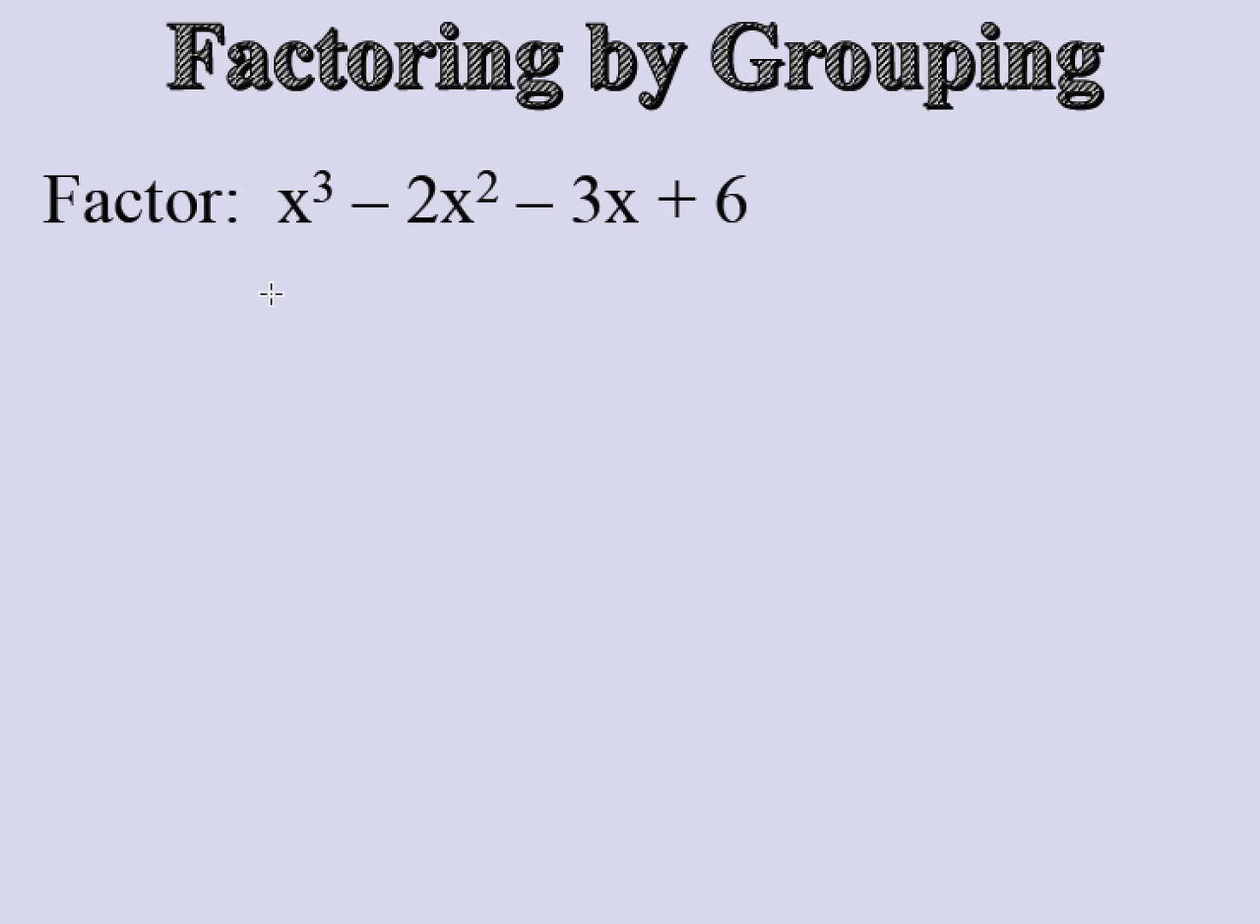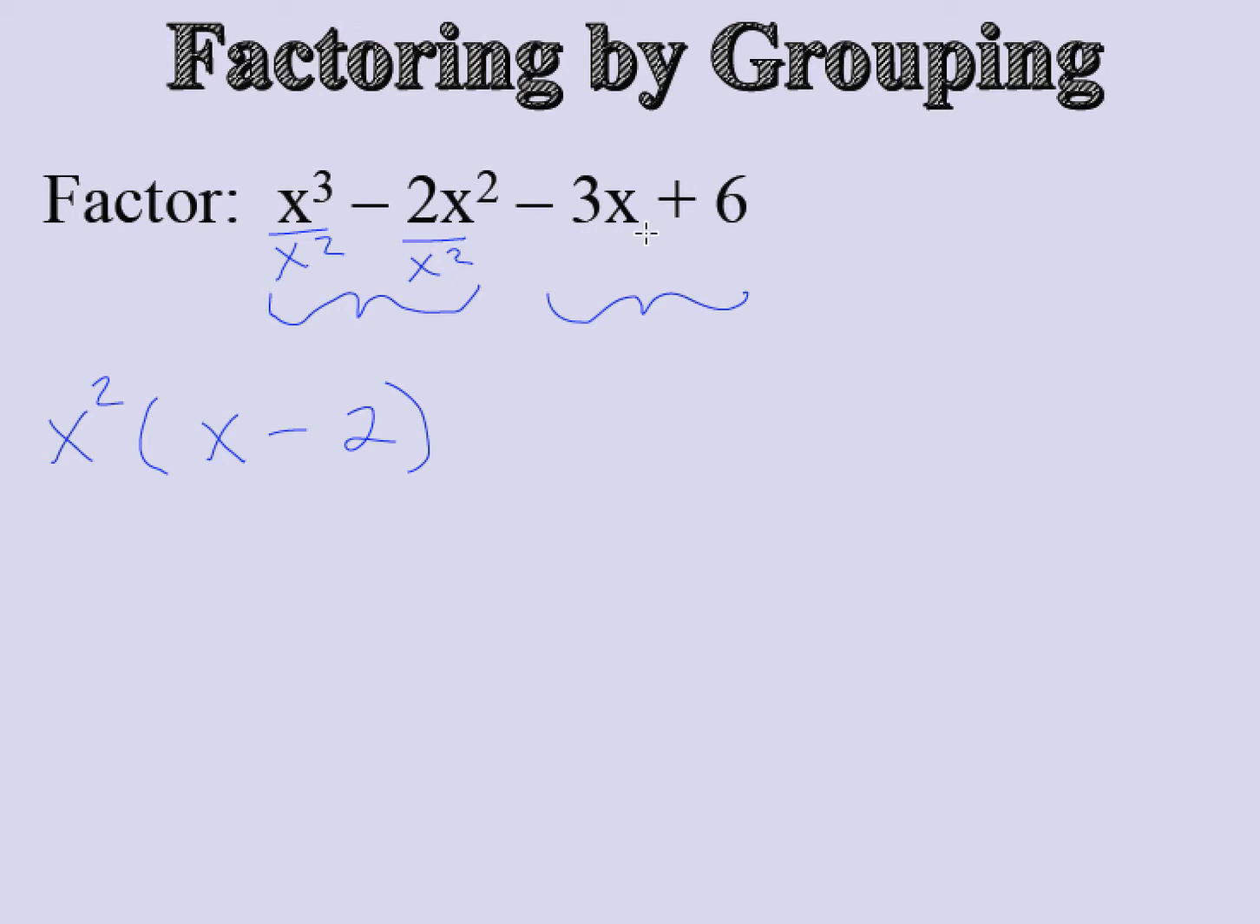Okay, our next factoring is factoring by grouping. This happens when you're going to have 4 terms and their descending order of exponents. I'm going to take this first group, see if there's any common factors. I can take out an x squared. If I take out an x squared, it gives me x minus 2.